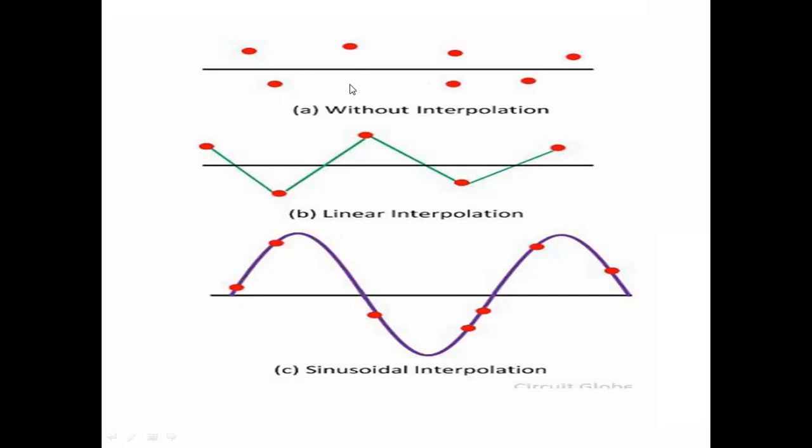For that signal reconstruction, we are using two types of interpolation: linear interpolation and sinusoidal interpolation. These two interpolation techniques are used in oscilloscopes. By using these two techniques, we can reconstruct the actual signal which is applied at the input.